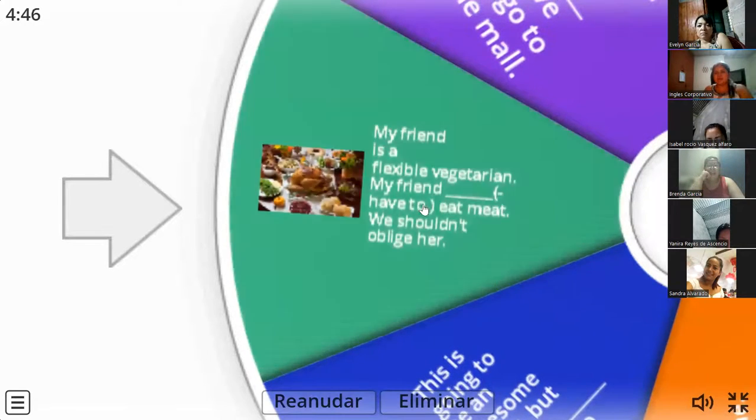That is negative, okay? My friend is a flexible vegetarian. My friend doesn't have to eat meat. We shouldn't obligate her. No tenemos que obligarla, ¿ok? No deberíamos obligarla.